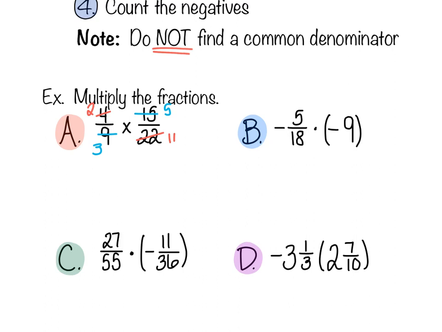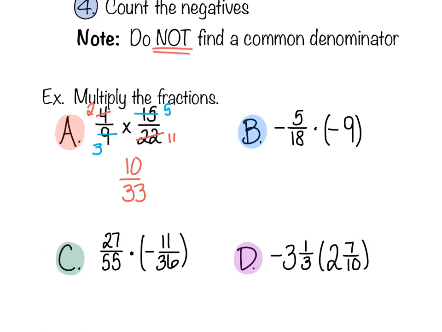And that saved us work here in two ways. The numbers are much easier to multiply now. 2 times 5 is 10, and 3 times 11 is 33. And also, we do not have to reduce 10 over 33 because if you cancel as much as you can, you won't have to reduce.